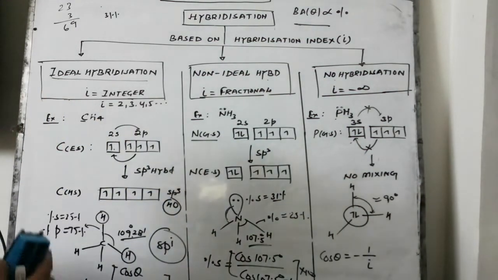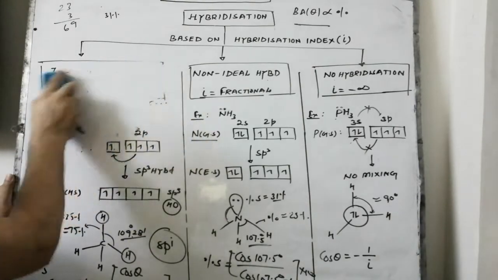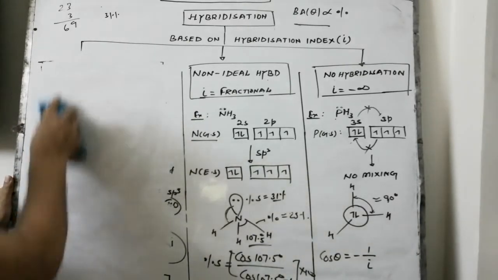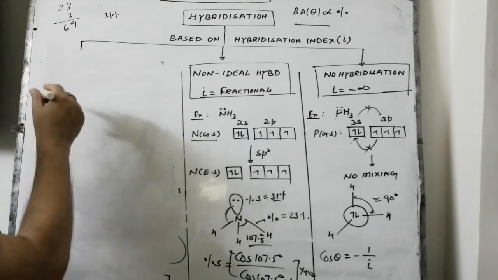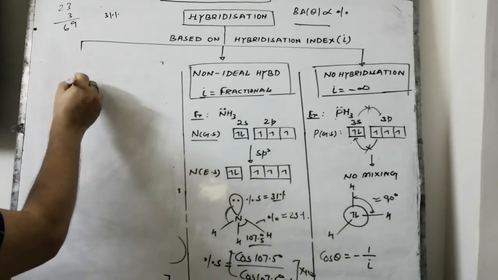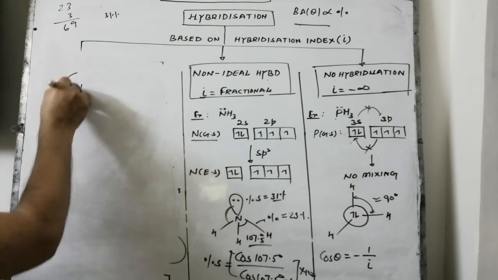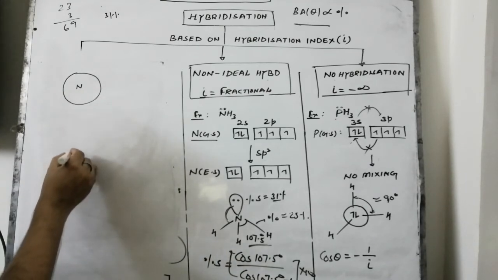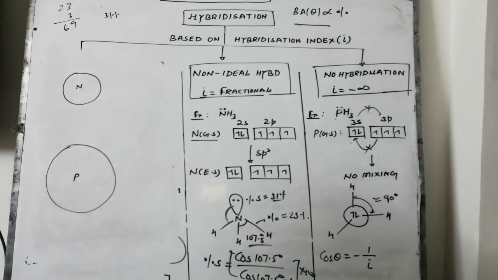let me come back here and try to understand a very interesting situation in case of PH3. Actually, what happens in case of PH3, and I am taking NH3 for comparison. For example, let me take the size of the nitrogen atom this much, and this one is the phosphorus atom. Let me take the size of the phosphorus atom just like this.